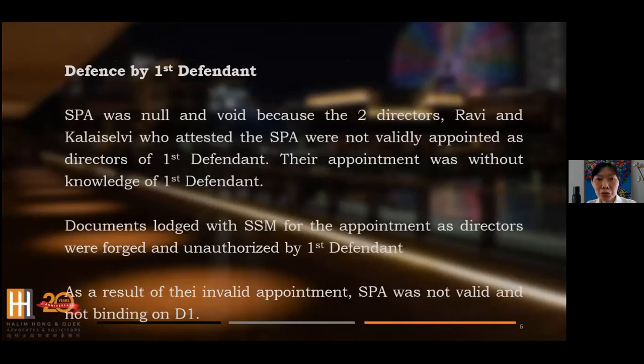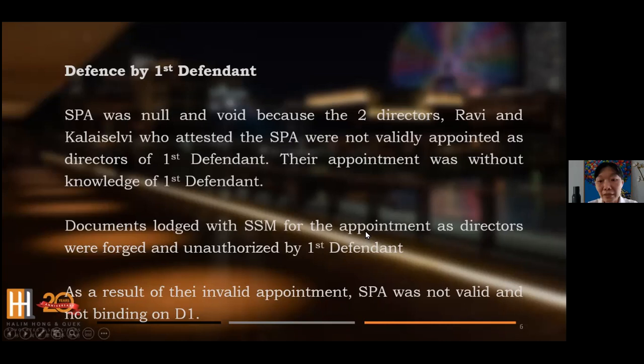They filed a suit to claim for that, and the first defendant, of course, raised a defense saying that the sale and purchase was null and void because the two directors, Ravi and Kalai Selvi, who attested the sale and purchase, were not validly appointed as directors of the first defendant, because their appointment was without the knowledge of the first defendant. In fact, the documents lodged with the SSM for the appointment of directors were forged and unauthorized by the first defendant.